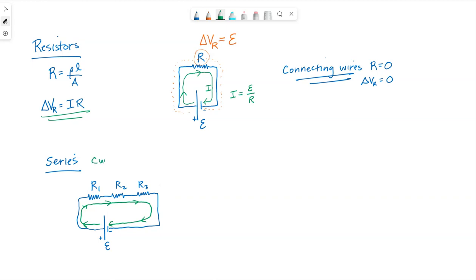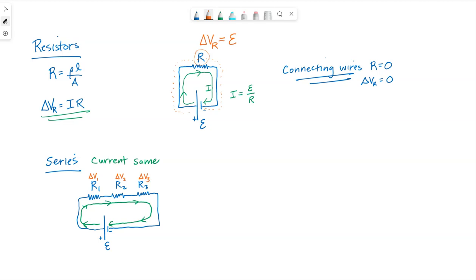Current is the same for all resistors in series. That was similar to capacitors having the same charge. Here we talk about the flow of charge though, so current. Now each of these resistors will have a potential difference because they each have current flowing through them.